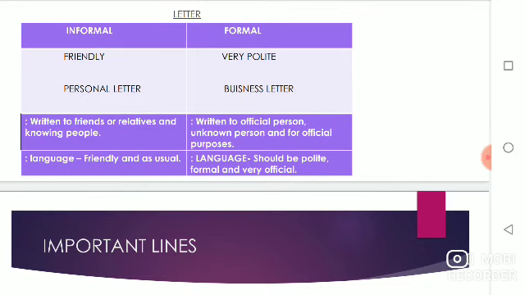And official purposes, suppose you want to talk about a robbery that is taking place in your village, and you write this letter to the chief minister or the police station. That time you must have to be writing a formal letter.